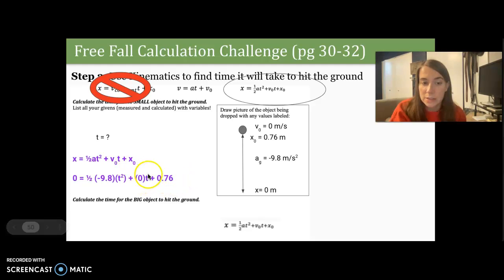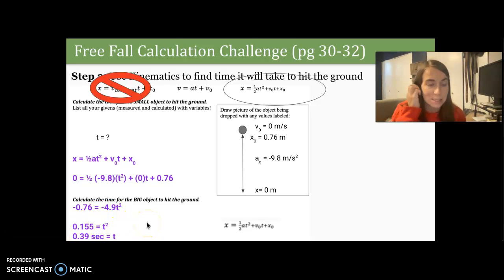Now the nice thing here is 0t, this cancels out, which is good. Otherwise it would be a quadratic and we don't want to deal with that. So this cancels out. So I would subtract the 0.76 to the other side, and I get negative 0.76 equals, I would multiply 1/2 times negative 9.8, negative 4.9 t squared, divide by negative 4.9, and then take the square root of both sides. So I get 0.39 seconds. That's how much time it takes the small object to hit the ground.